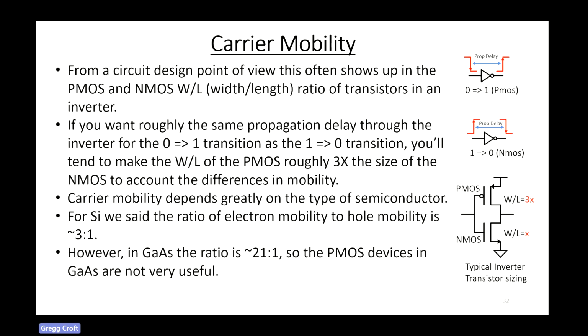And that's done to account for the mobility difference of holes in the PMOS device versus electrons in the NMOS device. We said in silicon that the ratio of mobility for electrons to holes is about 3 to 1. If you look at gallium arsenide, it's 21 to 1. So there's no way you're going to use PMOS devices in gallium arsenide. They would just be way too big and way too slow.